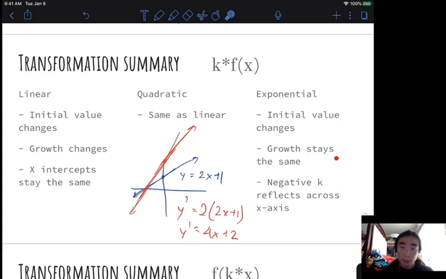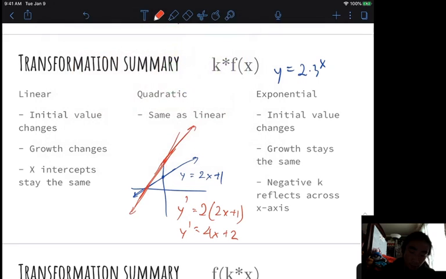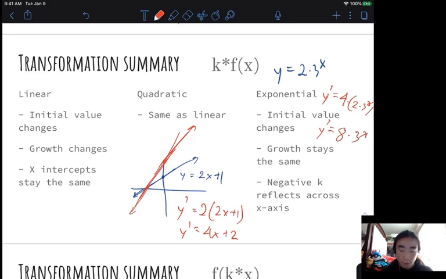When you're multiplying it by this constant, it only changes the y-intercept. And if you observe that from y equals 2 times 3 to the x, if I multiplied all that by, let's say, 4, you can see that only the initial value is affected because all of this is repeated multiplication. See the 8. The growth rate still remains 3.